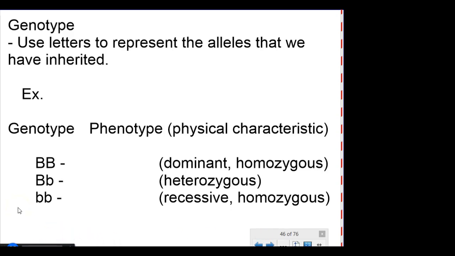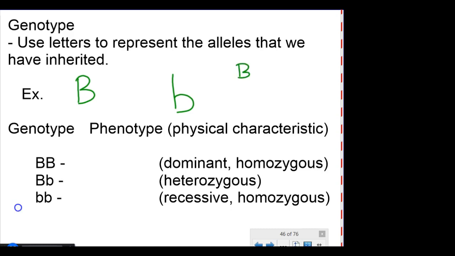When we are asked for a genotype, we're asked for letter representations of alleles. For example, we've been using B's to represent eye color. It doesn't matter what letters you use, as long as if it's a dominant characteristic, it's a capital letter. If it's a recessive characteristic, it's a lowercase letter. Because you inherit one from mom and one from dad, you're showing at least 2 letters every single time it asks you for a genotype.